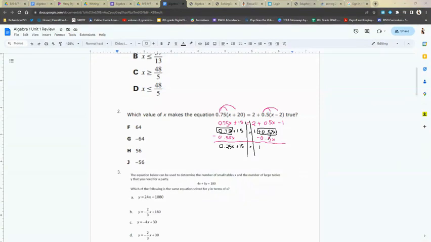So now I'm going to box my variable again. And I'm going to subtract 15 from both sides. Cross this out. And I have 0.25x equals negative 14.